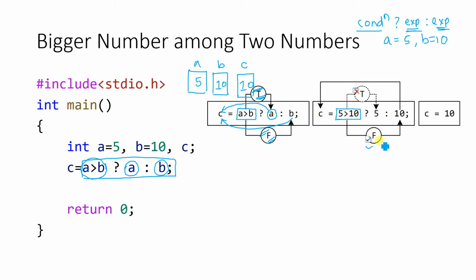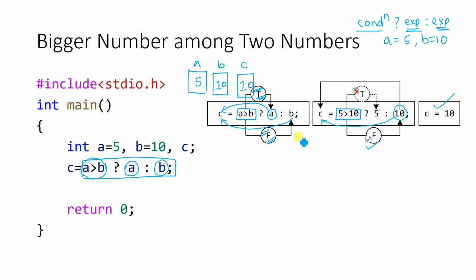So that means this is the correct one. The control will go to this place, and it finds expression 2 as 10, and it will assign this 10 to c. So what do we get? We get c as 10. Got it? So after I find c as 10, that means 10 is the bigger number among 5 and 10.